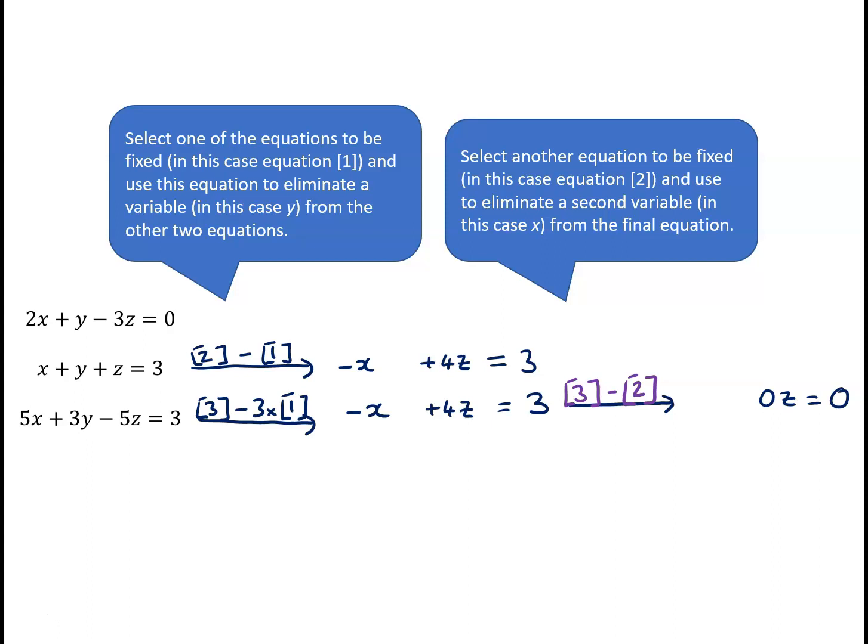We realise why we have got rid of the x's altogether, but why we needed to keep track of the z's. The reason for this is we selected equation 2 to be fixed, and we decided to use this to eliminate a second variable, and we decided that we were trying to eliminate x. To eliminate x, we needed to do the new equation 3 take away the new equation 2. As a result of this process, we ended up with 0z equals 0. And it's absolutely crucial we write this 0z equals 0 down.